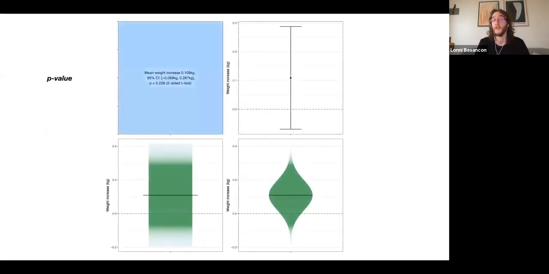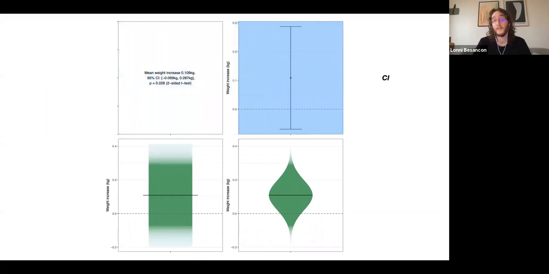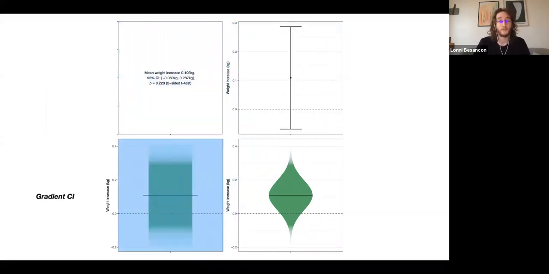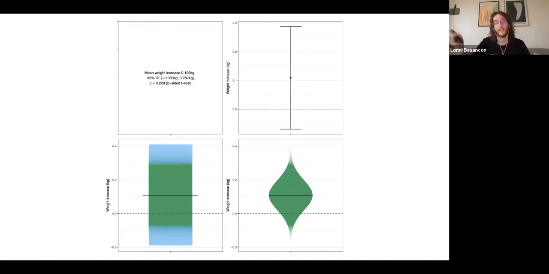The first one is just a p-value and confidence interval with text that you can find in almost all papers. The second one is just a classical confidence interval representation. The third one is what we call the gradient CI, in which the first part is the 95% confidence interval. And these parts that are shown with the gradient actually show all the other potential confidence intervals. So 96, 97, 98, et cetera, et cetera.